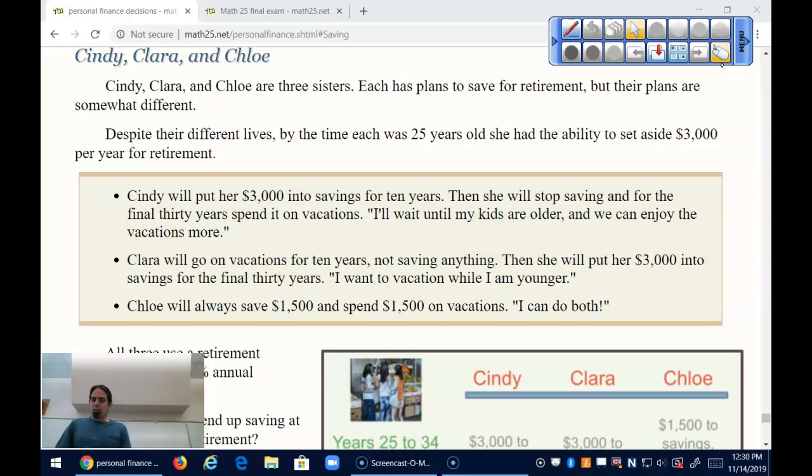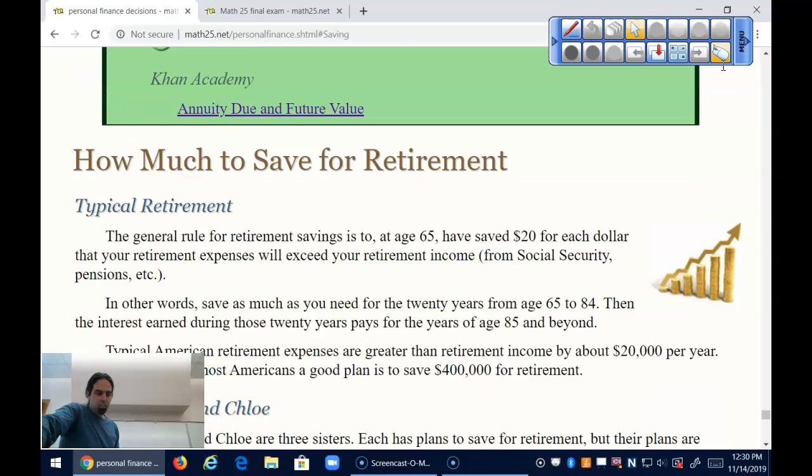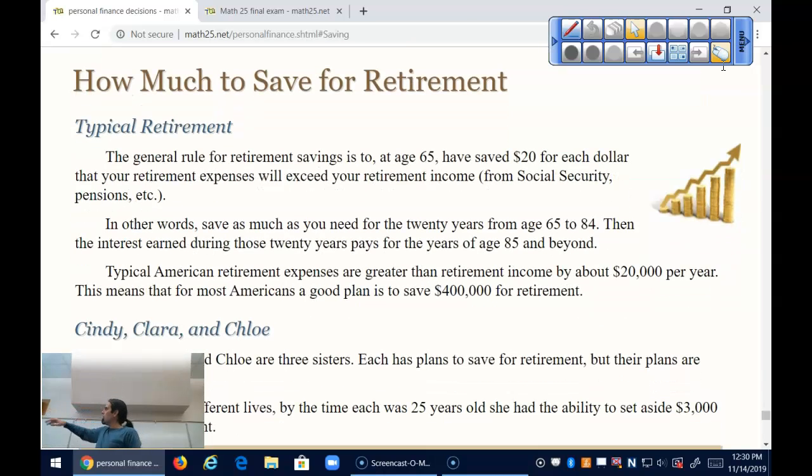Before we do this, I just wanted to go up a little bit and say, remember there was this rough estimate that for a typical American family, they're not paying for their house when they're retired, their kids are out of college, and so on. They would want to save about $400,000. So that's the ballpark goal we're aiming for. Which of these three sisters make it to $400,000?